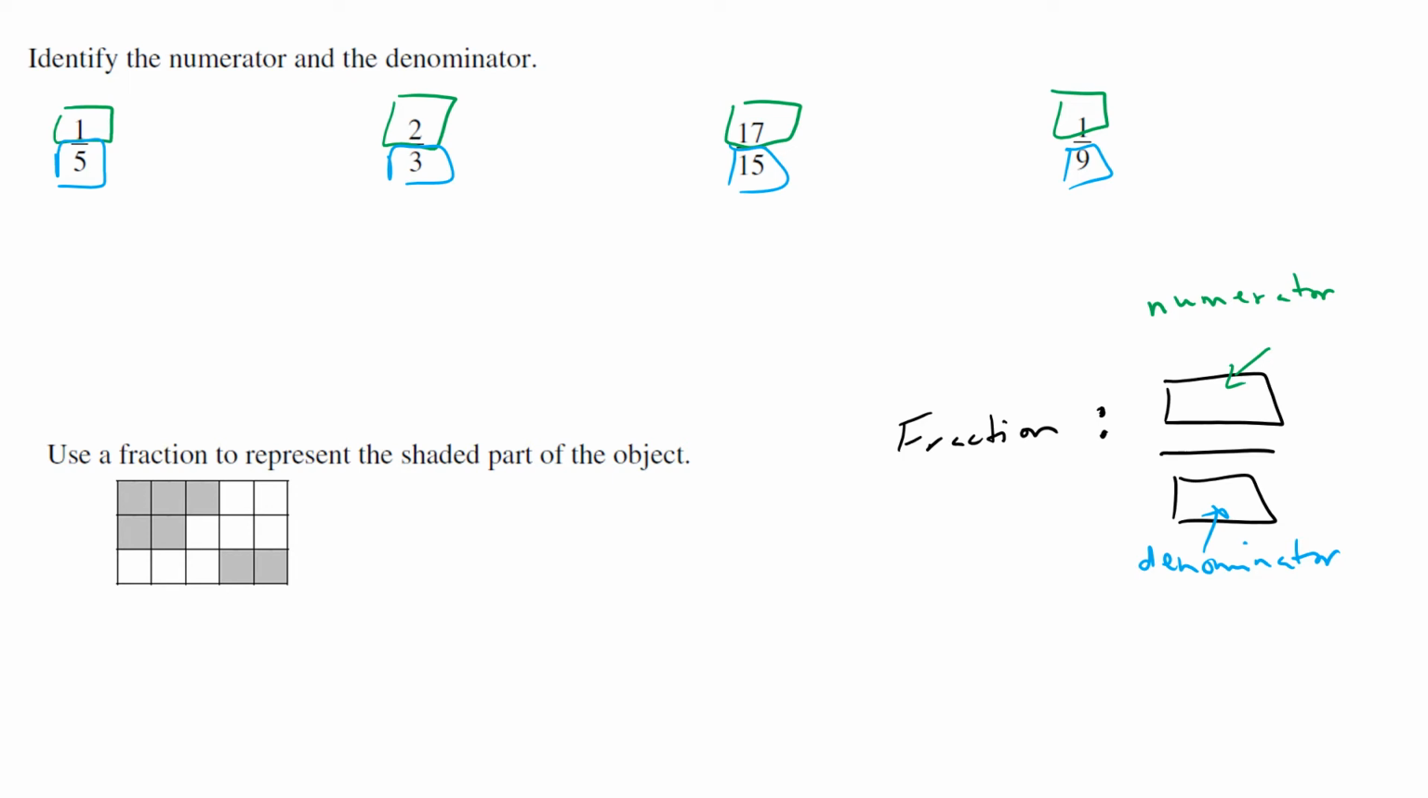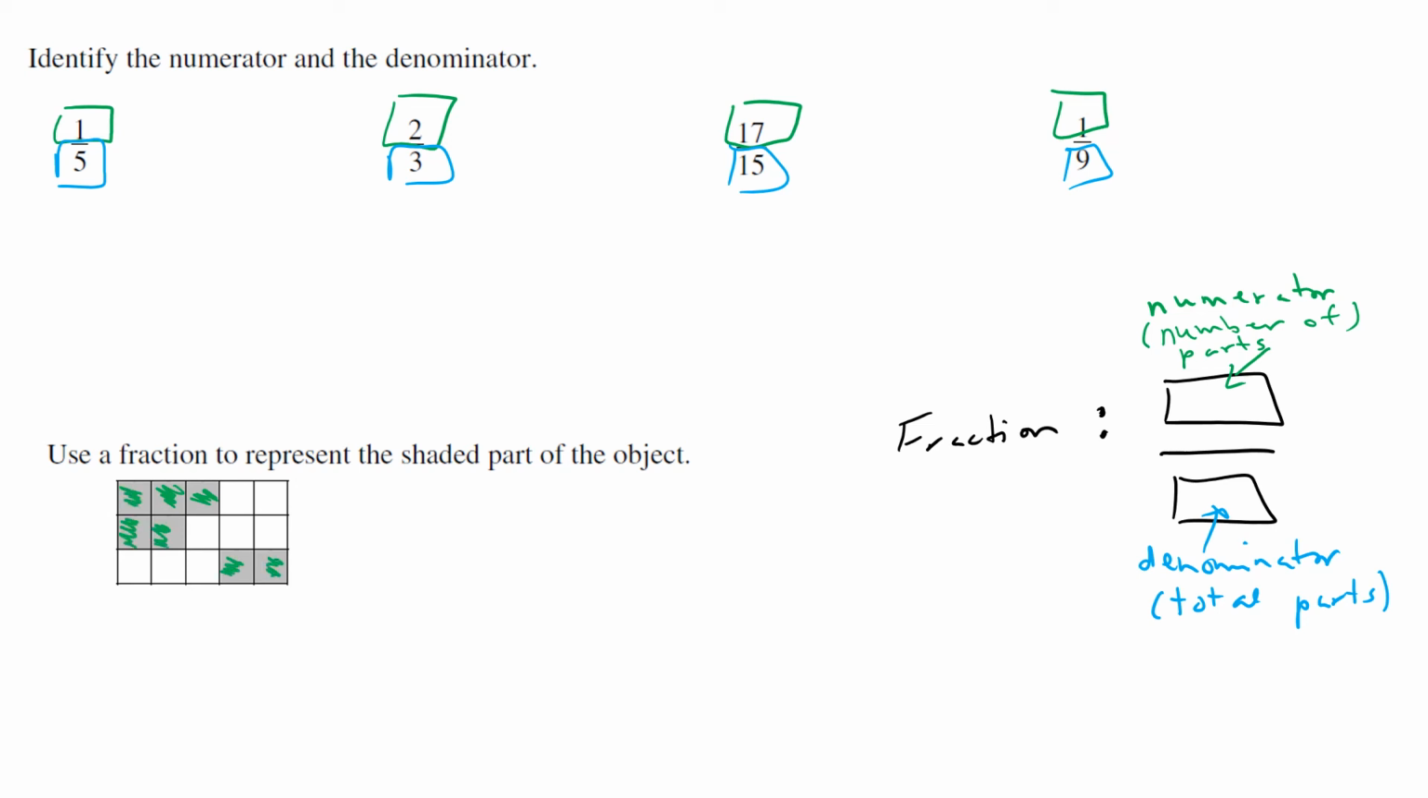And then we can use a fraction to represent shaded parts. On our fraction here, the denominator is always going to represent the total. So the denominator is total parts. How many total parts do we have? And the numerator is the number of parts. So if the denominator is how many parts there are total, then the numerator is the number of parts that we have. So if we're looking at shading, then what's shaded would represent our numerator.